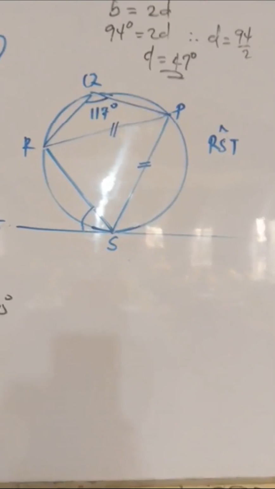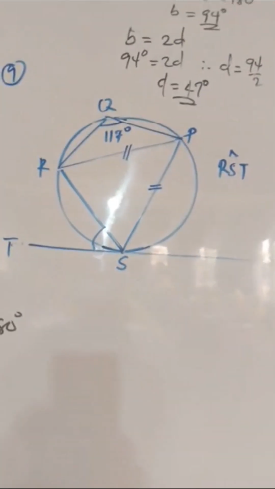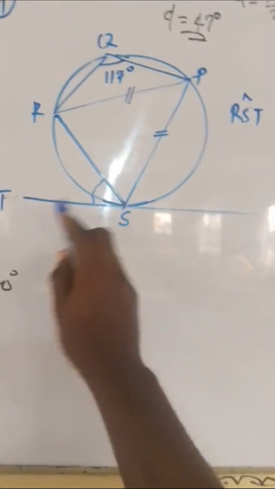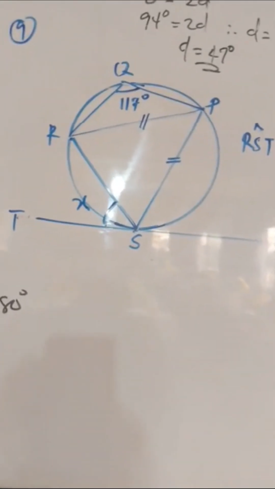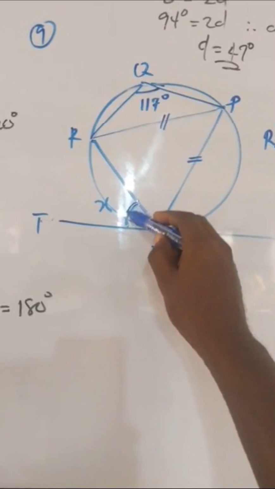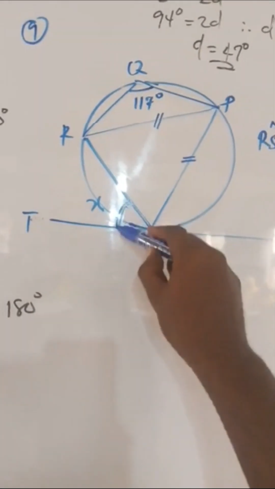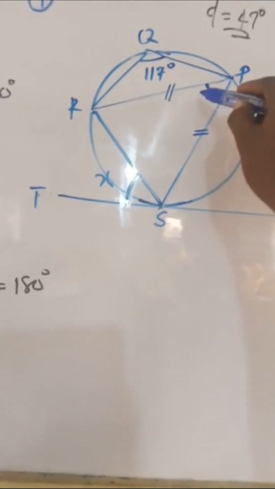Now, in this diagram, TS is a tangent to this circle. So we are told to look for angle RST. RST, this angle here, let's call it X. Recall the last theorem given. From the last theorem given, angles in alternate segments are equal. So this angle here and this angle here are in alternate segments. Check the last theorem. So if this angle here is X, this angle is also what?